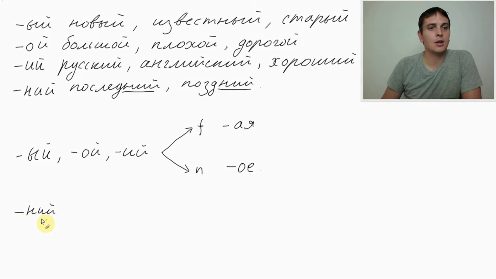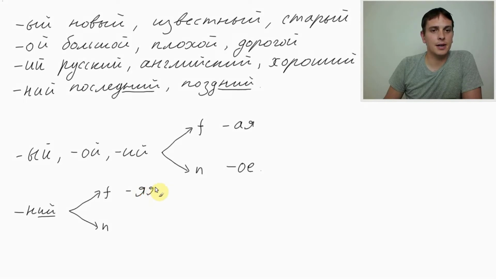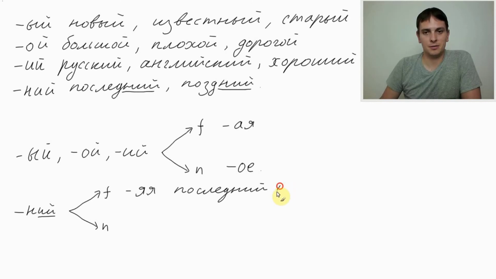If it got ний in the end, still we are taking the last two letters, ий, and replacing them for female and for neutral with different endings. For female, the ending will become яя. So, if we would have adjective последний, последний поезд, last train. Поезд ends in a consonant, meaning it's a masculine noun, and последний is actually an adjective already adjusted to a masculine noun. However, it would change to последняя страница for last page.